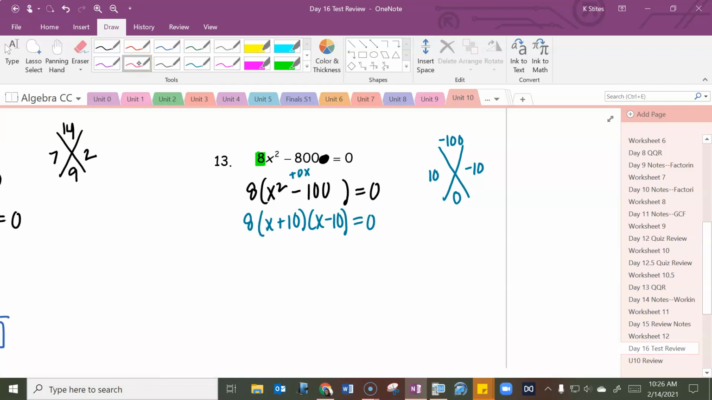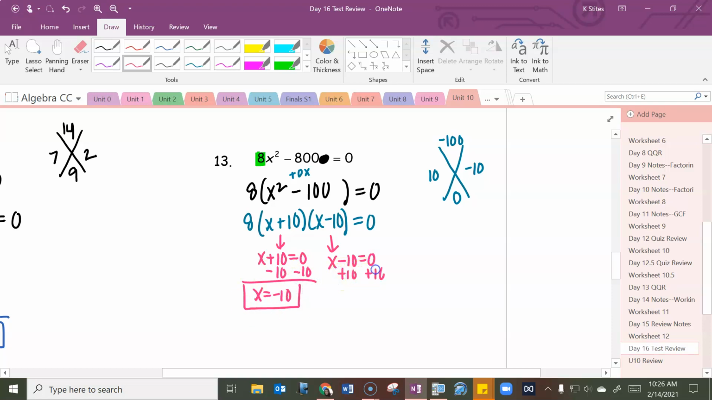And again, anything with an x we set equal to 0. So we're going to ignore that 8. But we are going to go ahead and say this guy equals 0. And this guy equals 0. And we'll subtract. Get x equals -10 for our first solution. And we'll add and get x equals +10 for our second solution.